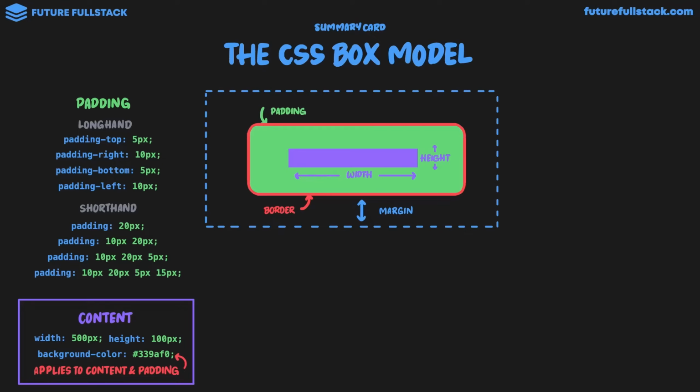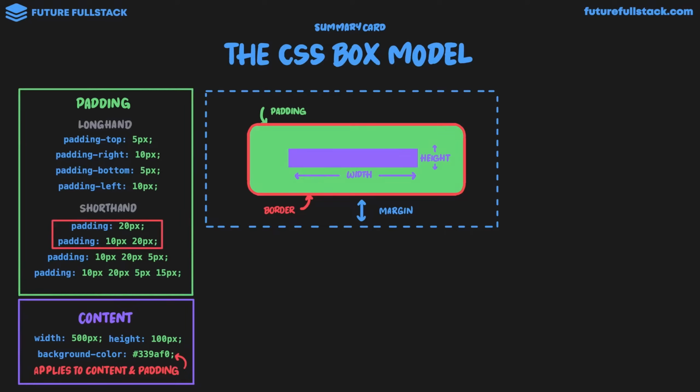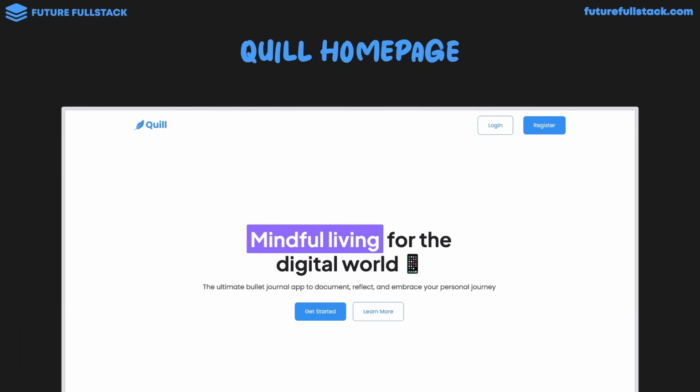The first value of 10 pixels sets the padding at the top, the second value of 20 pixels sets the padding left and right, and the third value of 5 pixels sets the padding at the bottom. The fourth shorthand property, which has 4 values, sets the padding on each individual side at once, starting at the top and moving clockwise: right, bottom, and left. We also discussed that the most commonly used shorthand properties are these first 2. So let's now go add padding on our Quill homepage.